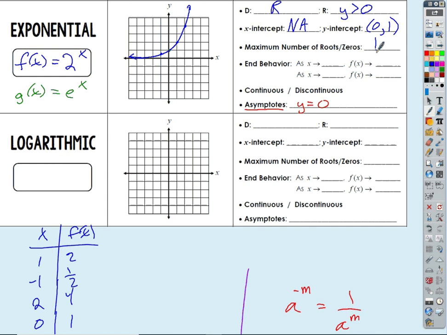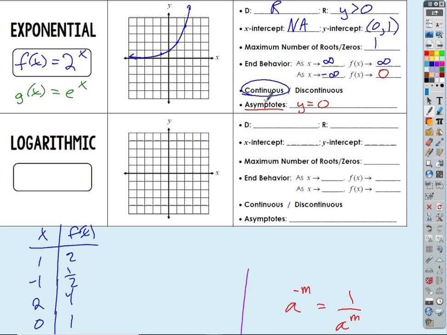Now, what about the end behavior? Let's look at the limits. As x approaches infinity, what does f of x approach? Infinity. As x approaches negative infinity, f of x approaches 0, because of our asymptote. Is the function continuous or discontinuous? It is continuous. We would never have to pick our pen off the board to graph this thing.